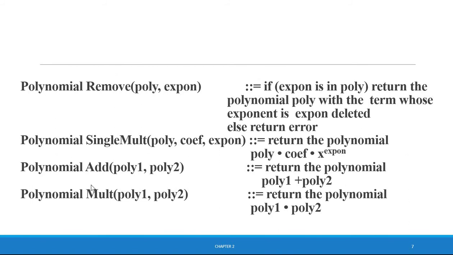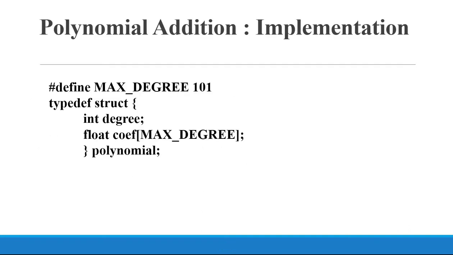And the next one is the addition function, adding two polynomials, polynomial 1 and polynomial 2, and returning the resultant polynomial. And the next one is the multiplication function for multiplying two polynomials. So we know that the corresponding terms with equal exponents will be found and they will be added. That's how it will work.